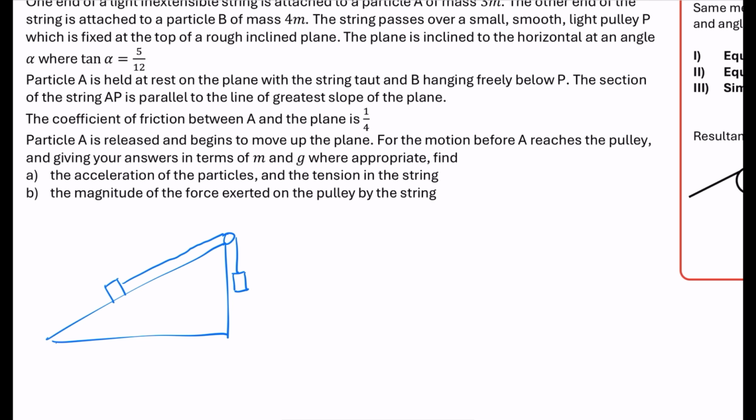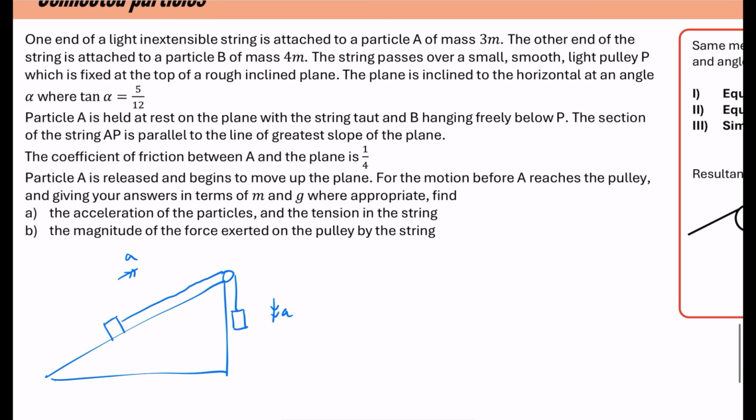The coefficient of friction between A and the plane is 1/4. Particle A is released and begins to move up the plane. Okay, so it's going to be accelerating in this direction, which means B is going to be accelerating downwards. And it says for the motion, before A reaches the pulley, and giving your answers in terms of m and g where appropriate, find the acceleration of the particles and the tension in the string, and then part B we will come to in a second. So this is kind of the setup of what is going on here.